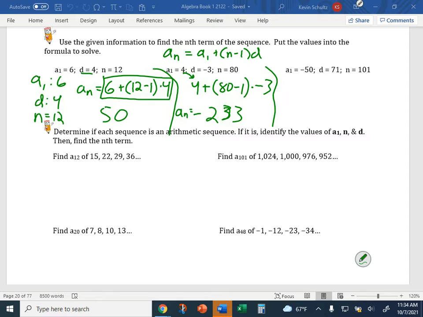Write the formula or plug it in. A first term of negative 50, a pattern of positive 71, adding 71, and I want the 101st term in this sequence. Question or answer? Okay, save it for now. Question or answer? Answer, save it for now.